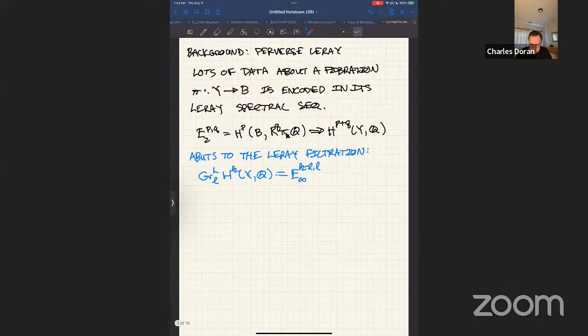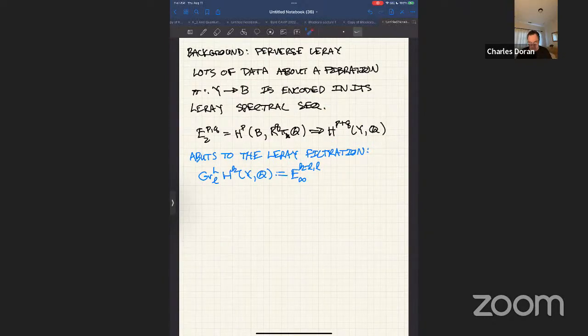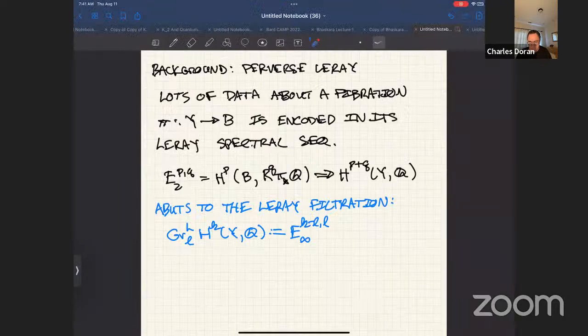The idea behind the perverse Leray filtration is that lots of data about a fibration, pi from Y to B, is encoded in the Leray spectral sequence. It abuts to the Leray filtration, but it happens at E infinity, and you really prefer it to not have that. I think I can go the other orientation. I think it fits. I think I did the talk that way. There we go. So it abuts to the Leray filtration, but this is an E infinity convergence, which is kind of annoying. You really like something to converge maybe at E2.